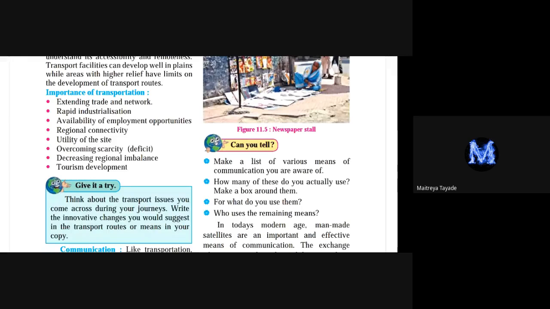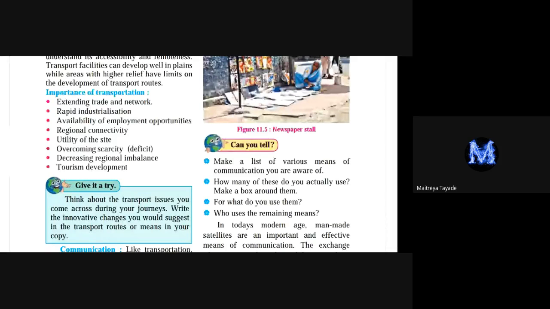Rapid industrialization: if road and transportation facilities are good, then it takes a lesser amount for companies and different industries to transport their products from one place to another, from the manufacturing facility to the consumers or customers in the cities. That's why transportation is very important. If the transportation network is very good, then there is rapid industrialization over there.